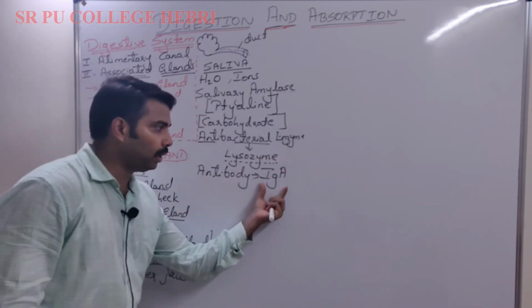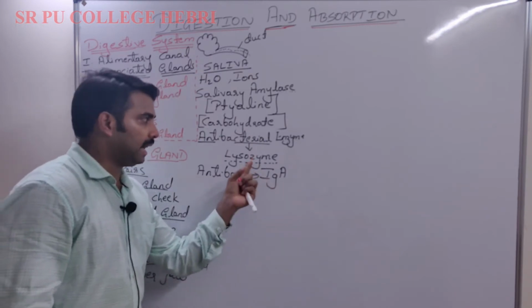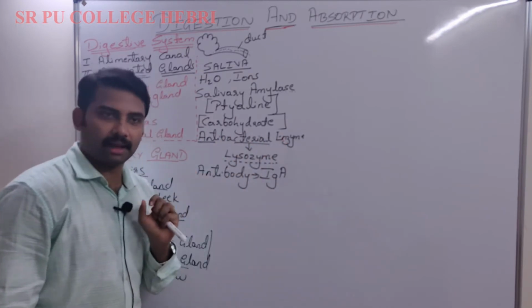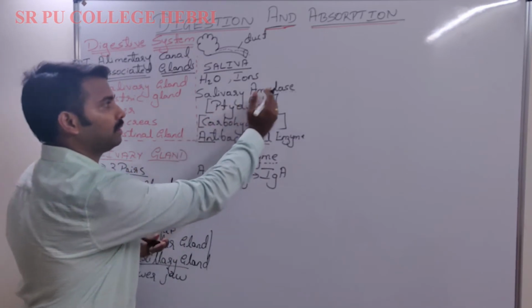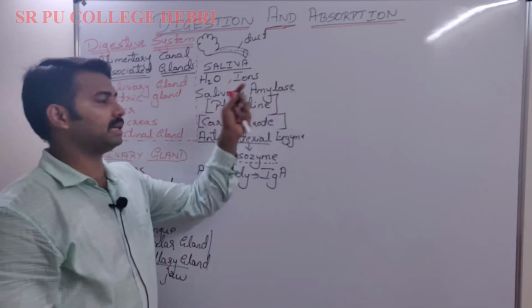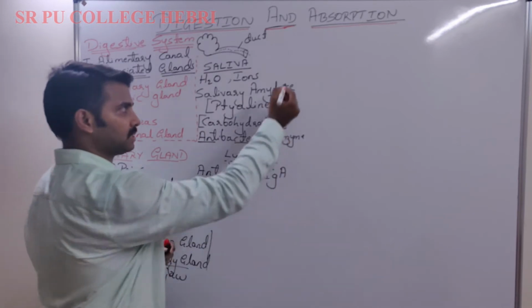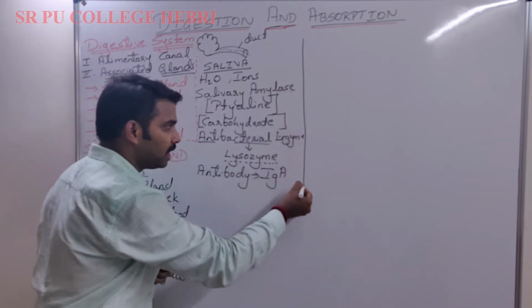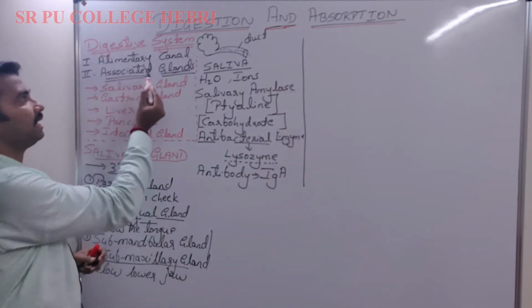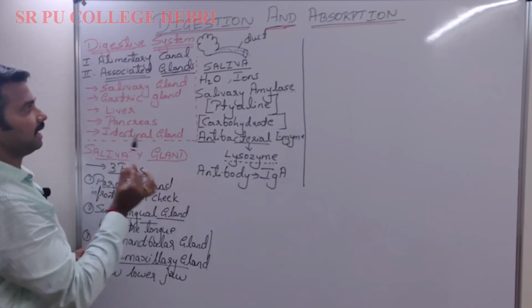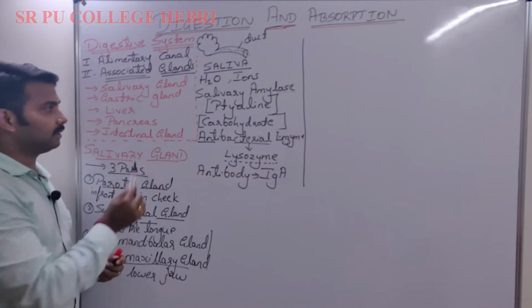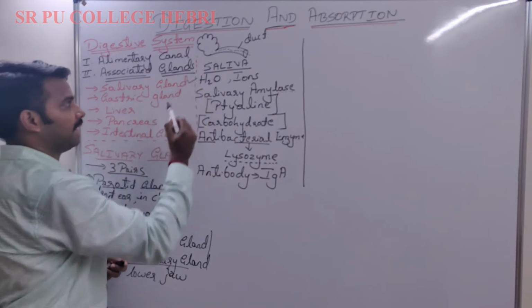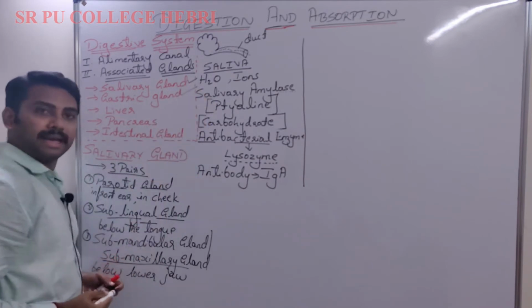One antibody called IgA, and lysozyme, an antibacterial enzyme, both are present in our saliva along with the carbohydrate digesting enzyme called salivary amylase. This is all about the first associated gland. What is that? Salivary gland. Let me continue with the next one. What is that? Gastric gland. Salivary gland is over. Now next one, gastric gland.